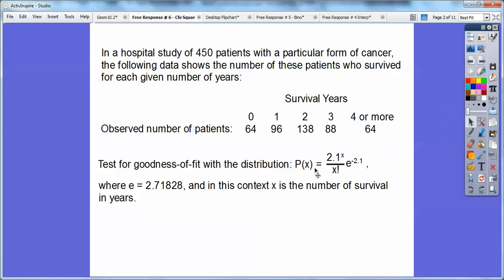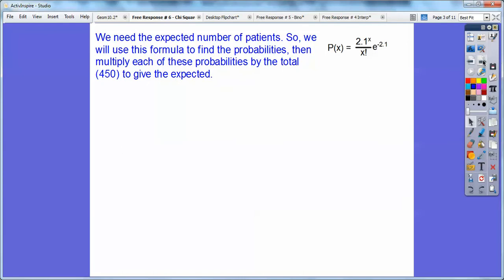So what I'm going to do is use this formula to find the probability. We need to find the expected number of patients. They gave us the observed, so we're going to use this formula to find each probability, and then multiply each of these probabilities times the total, which was 450, to give us the expected.